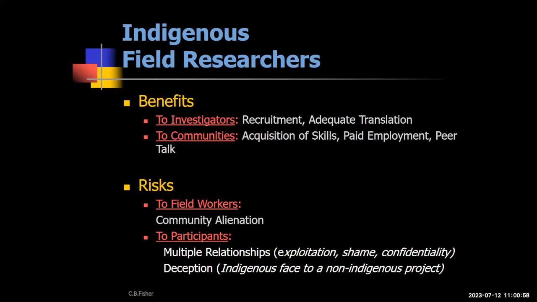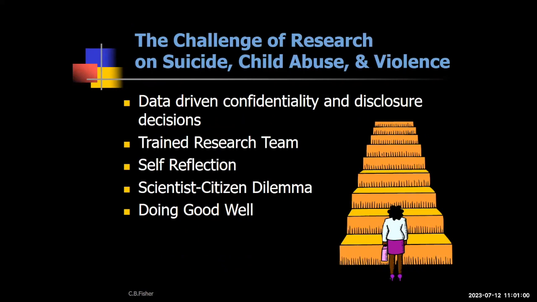So that's really important. Okay, so I don't know what these points are, but this is my summary. Use data-driven confidentiality and disclosure decisions. Train your research team. Self-reflect on our own fears about our research, fears about helping people. As you can see, I get very concerned about kids. Understand the scientist-citizen dilemma, that is a dilemma. Which one should we prioritize? That's what makes it a dilemma. And that we're all striving to do our research well.